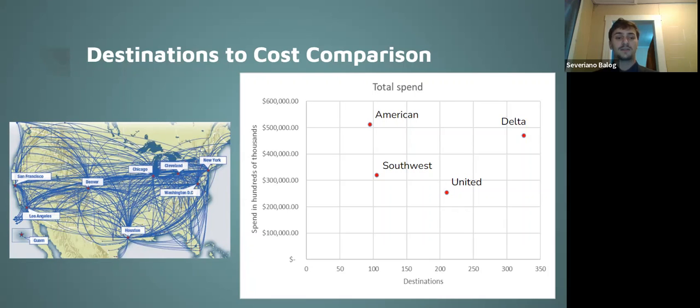Based off of the information that we analyzed here and the data that we were given, we came to an educated decision to actually drop two companies. This is because American's a little more obvious with the high spend and low destination ratio, but United was a little more complicated to decide to drop because it has a low cost, but we had to get into other reasons such as quality.